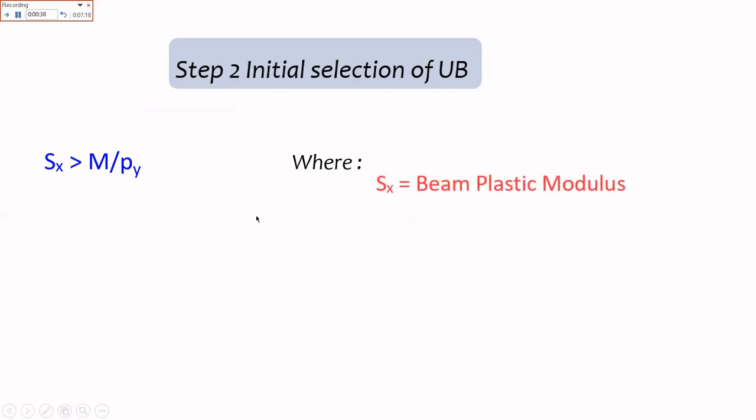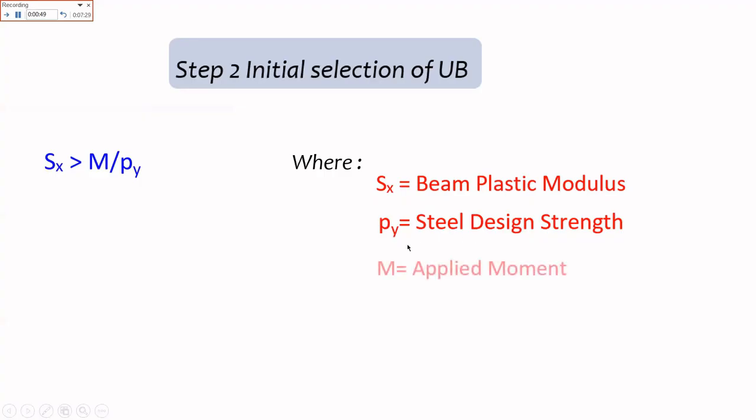So when you do that, I will say the Fx is the beam plastic section modulus, and the Py is the design strength of the steel, and M is the applied moment. If you do that, M is 0.7.5. Now, why have I multiplied by 10 raised to power 6?